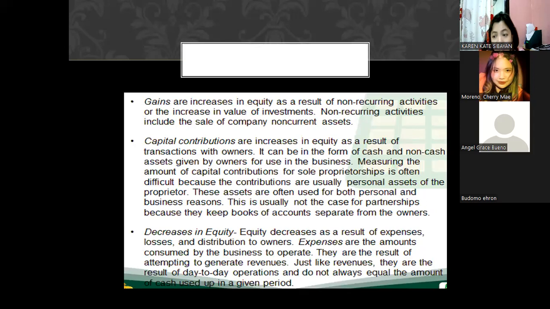Once again, these are the coverage of your summative test 2. From accounting equation up to the end of the PowerPoint presentation na present natin. Okay? Yung i-access ninyo is yung PowerPoint before the pandemic.